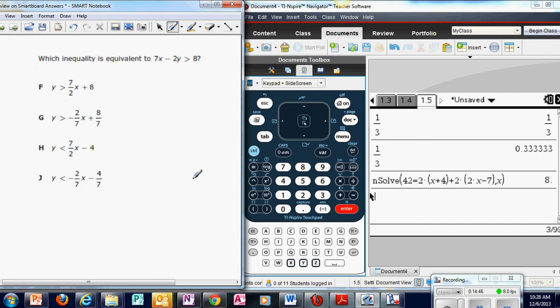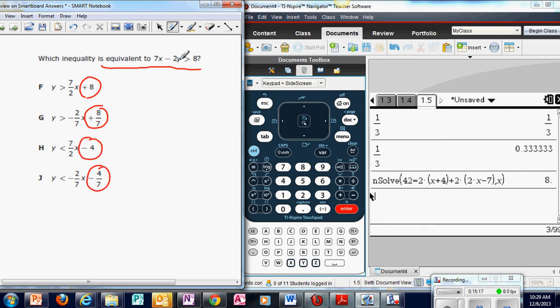Alright, now we have inequalities. Which inequality is equivalent to 7x minus 2y is greater than 8? Now I'm looking at my answer choices and I notice 2 of them, when they are in what's equivalent to slope-intercept form of a regular equation, have the same slopes, and the other two equations have the same slopes. But what I notice is different is all four of these have different y-intercept values.